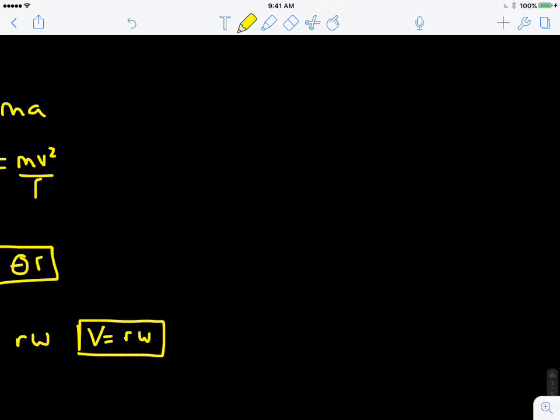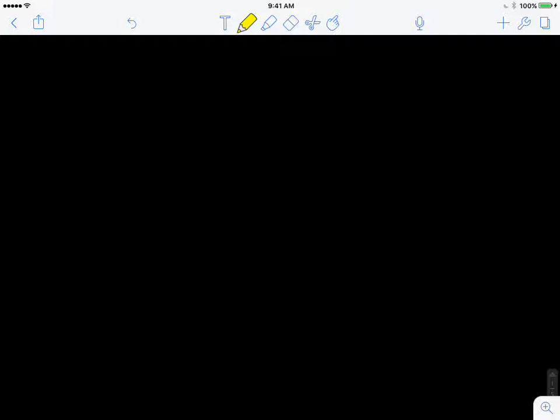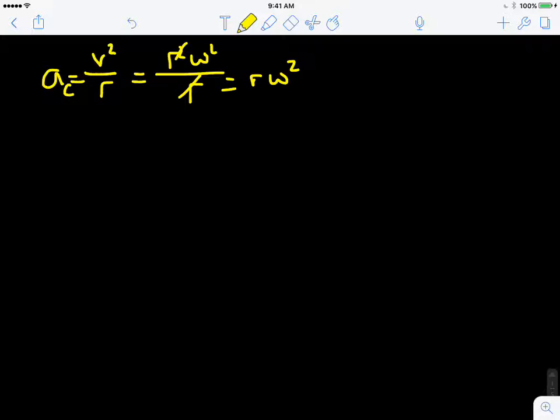Okay, so let's take another look. Same circle, since we know that the centripetal acceleration is equal to v squared over r, and what we know is that v is equal to r times omega, we get r squared omega squared divided by r. And we cross off that r with one of those. We end up getting that the centripetal acceleration is equal to r times omega squared.